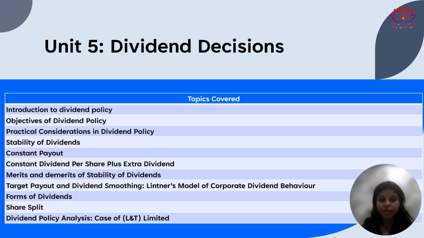The last unit is dividend decisions. It includes topics such as the concept of dividend policy, its objectives, practical considerations in dividend policy, stability of dividend, constant payout, constant dividend per share plus extra dividend, merits and demerits of stability of dividend, target payout and dividend smoothing, forms of dividend, share split, and dividend policy analysis.